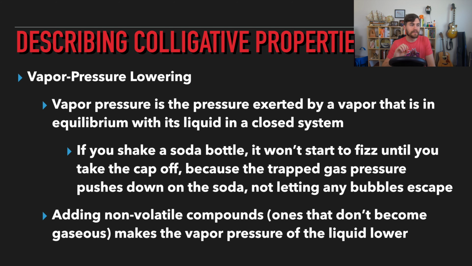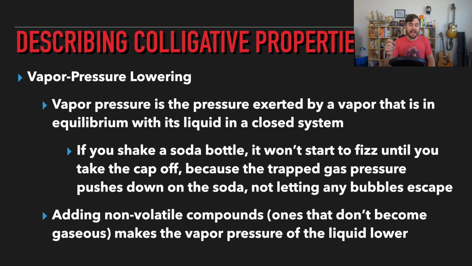So if you add what's called a non-volatile compound, so non-volatile means that it won't become gaseous, right? Like if I take water and I just dump sugar into it, put the cap on, shake it, take the lid off, nothing's going to happen because sugar doesn't turn into a gas, right? Those are the types of things we're talking about. Sugar, salt, whatever. So if you add non-volatile compounds, the vapor pressure of the liquid is lower, right?